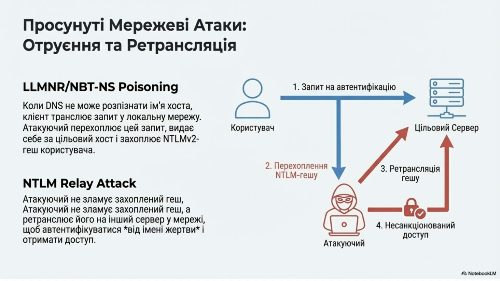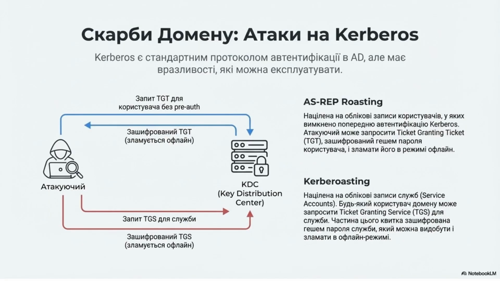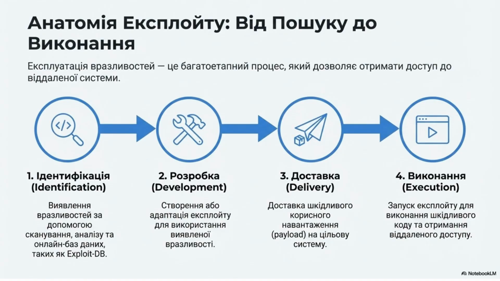Advanced network attacks include LLMNR/NBT-NS poisoning and NTLM relay attacks. In a relay attack, the captured hash is not cracked but relayed to another server for unauthorized authentication. Kerberos attacks in the domain include AS-REP roasting and Kerberoasting. These attacks exploit vulnerabilities in the Kerberos protocol to obtain and crack password hashes offline.